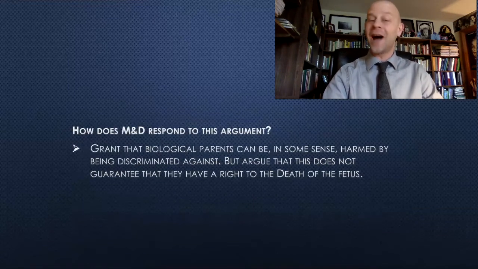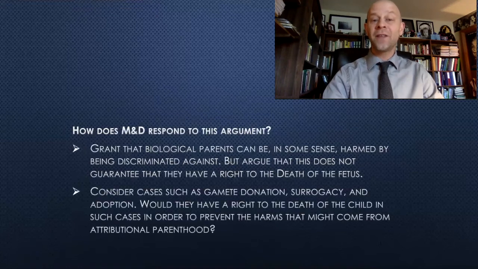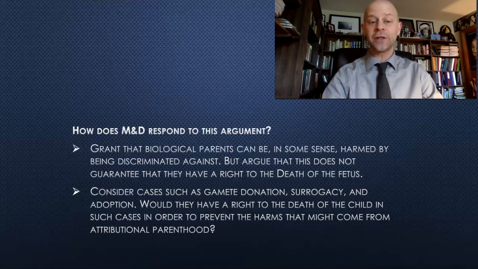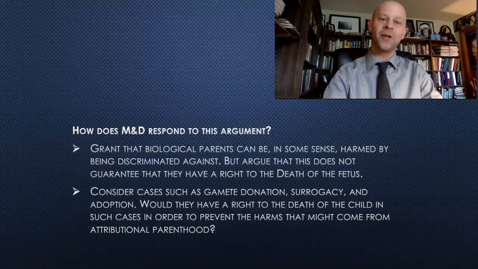You might have a right not to be discriminated against, but it's not obvious that entails that you have a right to the death of the fetus. And then they want to consider some other relevant cases like gamete donation or surrogacy or adoption. They argue, it's kind of an argument by analogy here, we don't seem to think that they have a right to the death of a child in any of these cases, right? Just the mere fact that you might be discriminated against if you're a surrogate mother or if you're adopting your child doesn't mean that you have the right to then go and kill that child. So why would it be any different in the case of a fetus?